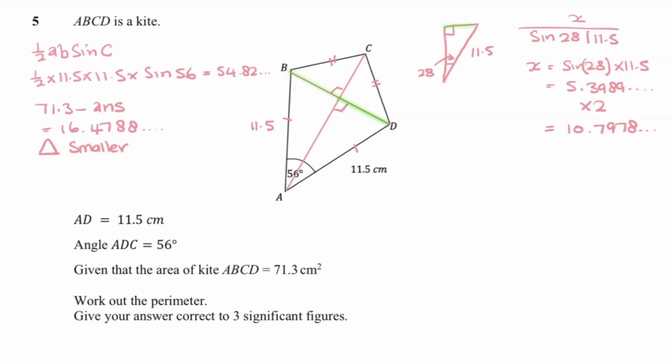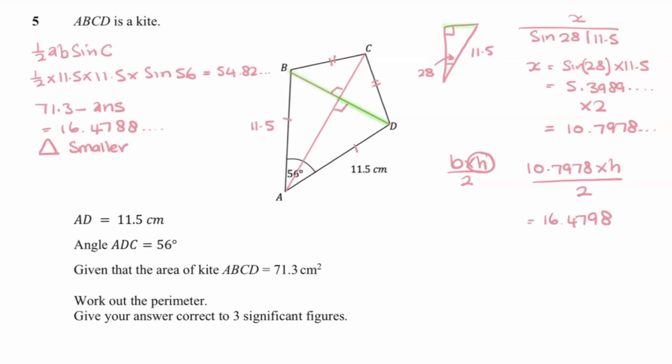I worked that out first. I now know its base. I know base times height divided by 2 will help me find the height. So that is what I'm going to do next. Now the base is 10.7978. Times that by the height, divide it by 2, and that is going to equal 16.4798. So I've set it up.